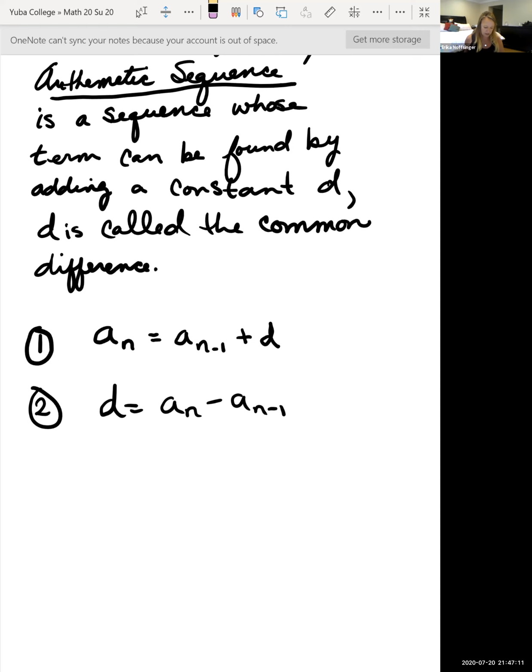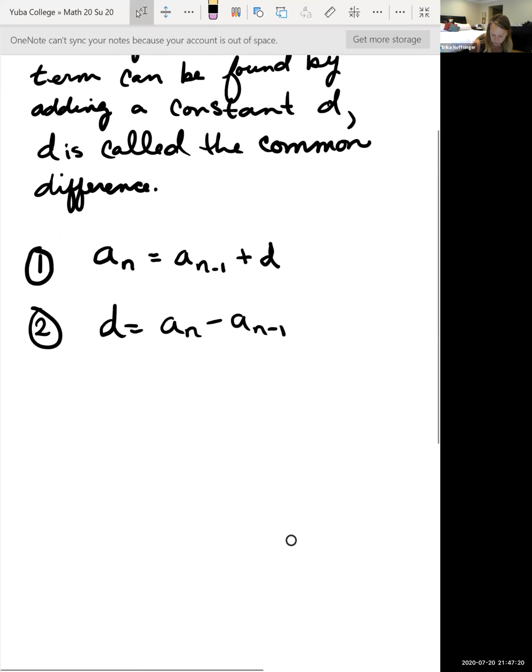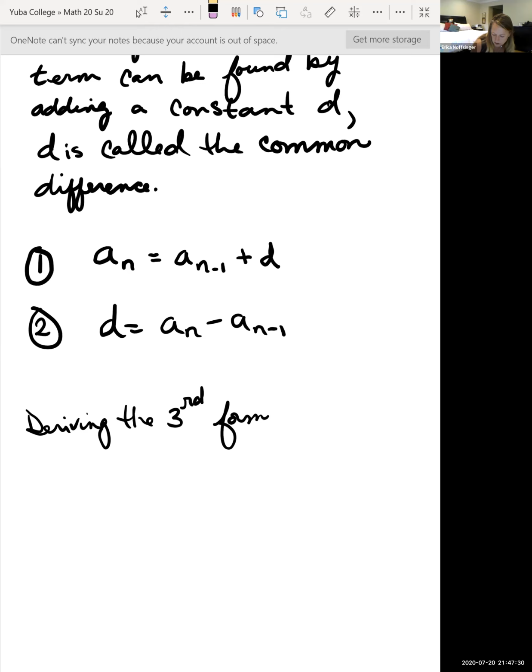To derive the next formula, deriving the third formula for an arithmetic sequence.